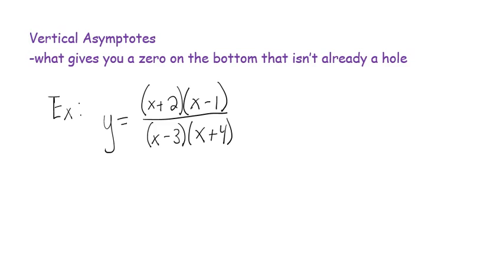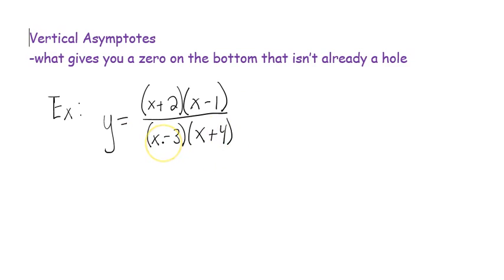How do you know when you have one? Well, that's what I'm talking about right here. If you look at the equation, you're looking for what would give you a 0 on the bottom that isn't already a hole, and sometimes you don't have holes. This example that I have chosen here doesn't have holes because you don't want to cancel anything out. So if we're looking for vertical asymptotes, all we have to do is look at the bottom and see what would give us a 0.